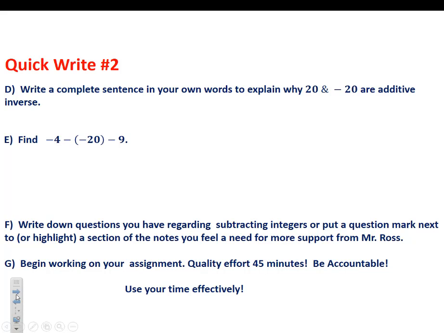But please remember, write down any questions that you have regarding subtracting integers. You can put a question mark in your notes. You can highlight your notes, whatever it takes, if you feel you need more support from Mr. Ross, make sure you come to class with those questions. Asking questions is key. If you have a question, I guarantee you someone else does. And if no one is brave enough to risk asking it, then everyone goes without it being answered.